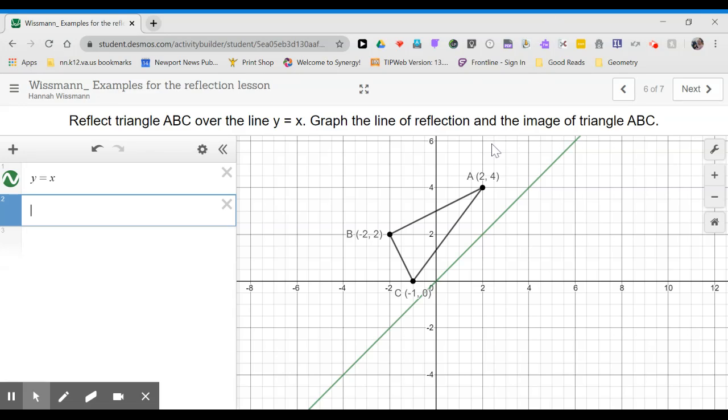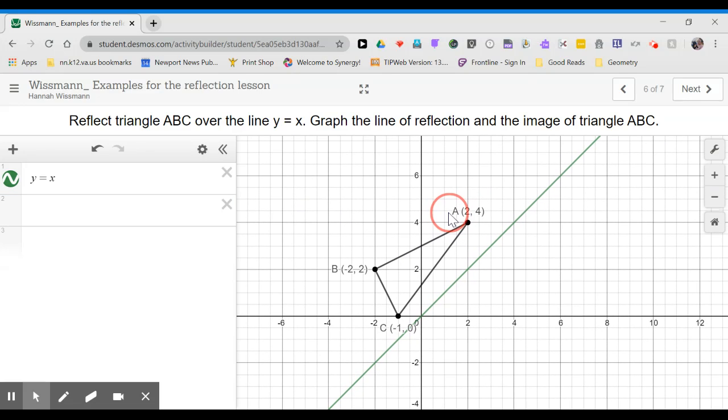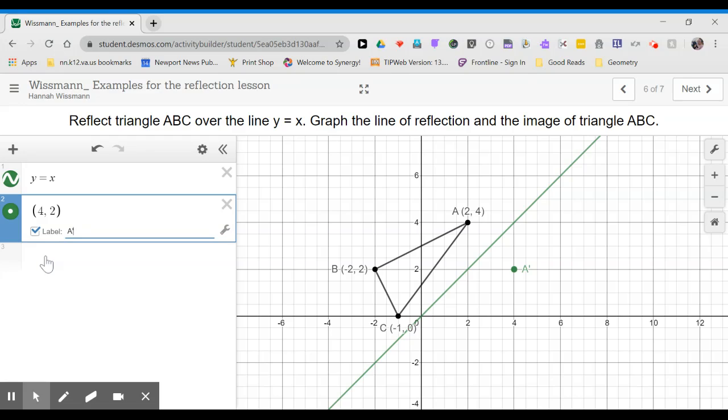So A, I'm going to start with this one right here. I'm going to start with A, (2, 4). If I switch them, it becomes (4, 2). And I want to label this A prime because I've transformed my point A. So it's not A anymore, it's A prime. Okay, so there is A prime.